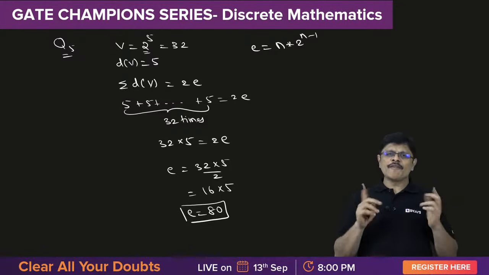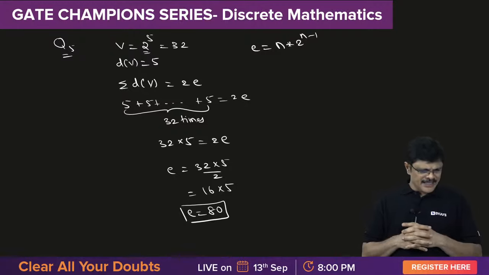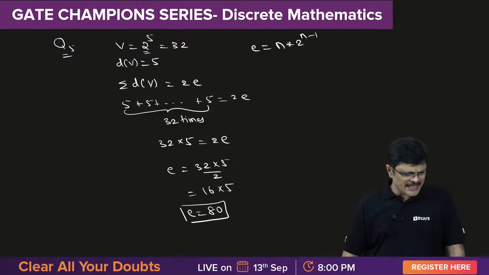So the degree of each vertex will be exactly n. N into 2 power n minus 1, perfect, Lalit Yadav. Yes. Super cool.